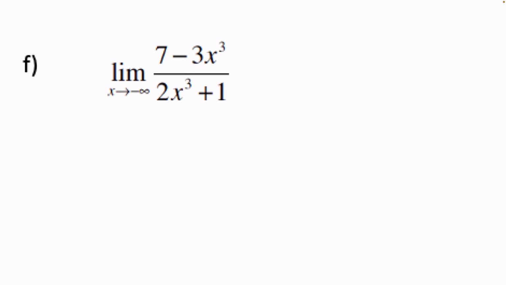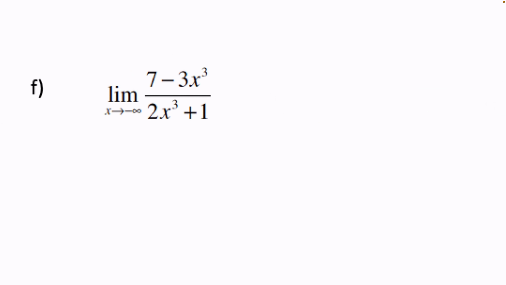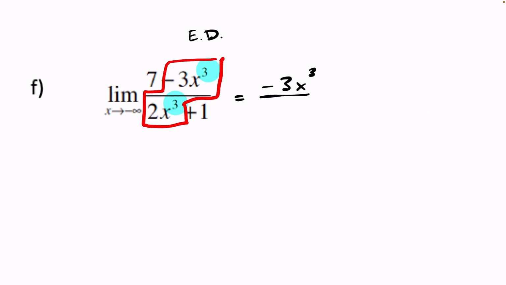Okay, here we go. Top heavy, bottom heavy, equally distributed. Good. What is the degree on top? 3. What is the degree on bottom? 3. We knew that already, right? So we're going to focus in on just those. The 7 and the 1, again, that's like adding pennies to your bank account that's got millions and billions and trillions of dollars. So we got negative 3x^3 and we got positive 2x^3.